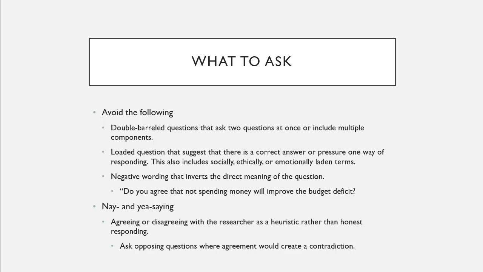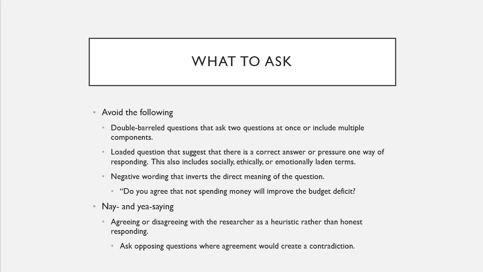Almost like when we're typing a sentence, if we say something like, do you agree that not spending money will improve the budget deficit? We don't bother to go back and change the wording because we feel like, well, I've already written the sentence, so it's done. No, you go back and turn not spending money into frugal spending will improve the budget deficit. So try to avoid the negative wording by going back and clarifying the sentence and taking out the not or the negative type wording.